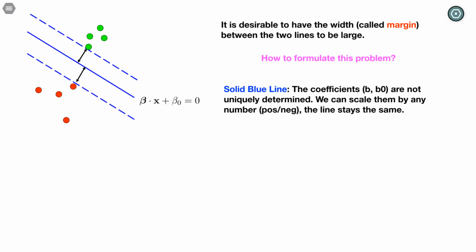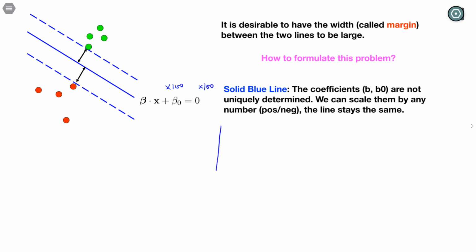First, we have to find a way to formulate those lines. For example, right now for the solid blue line, we have the slope beta, two-dimensional here, in general p-dimensional, and the intercept beta 0. However, the coefficients beta and beta 0 are not uniquely determined. For example, we can multiply by 100 on both sides and we get the same line, and we can flip the sign of beta and beta 0, and that's still the same line.